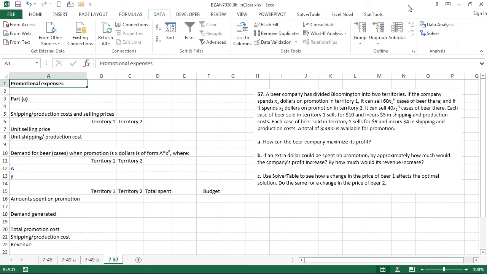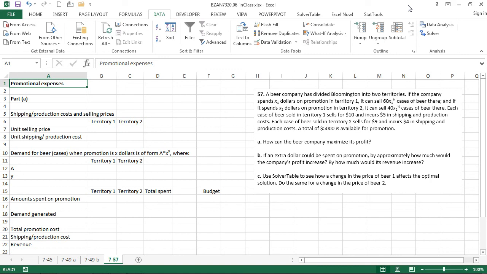So we have this beer company, and in case you didn't know where Wayne Winston was originally teaching, it was at Indiana University in Bloomington. So that's why there's all these references to Bloomington.